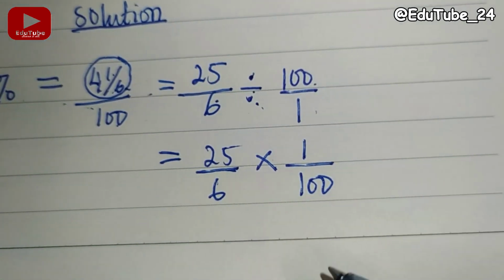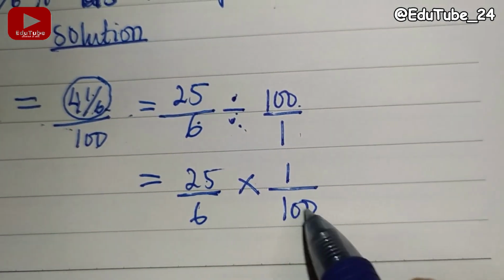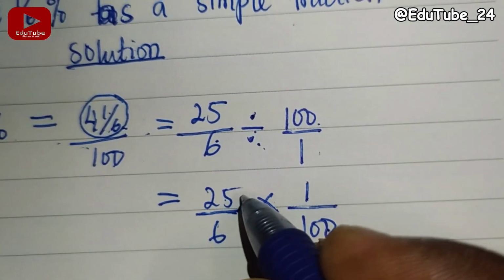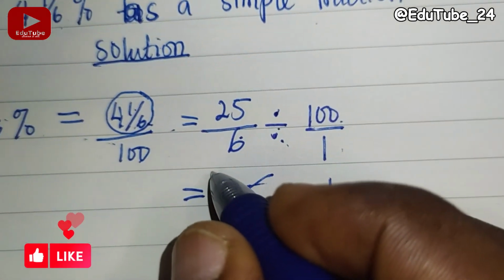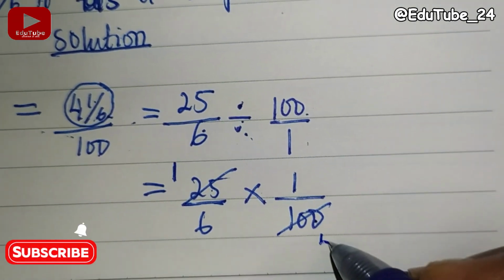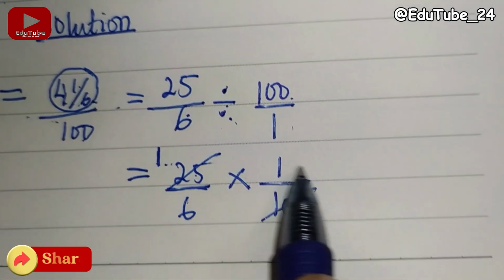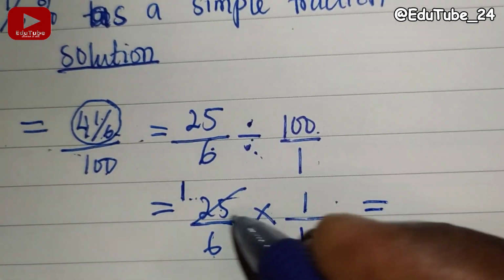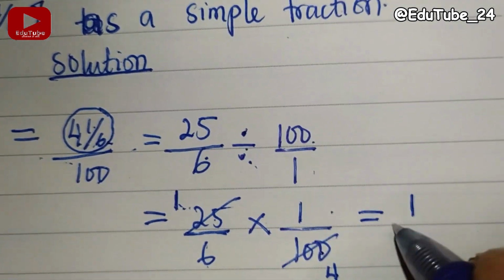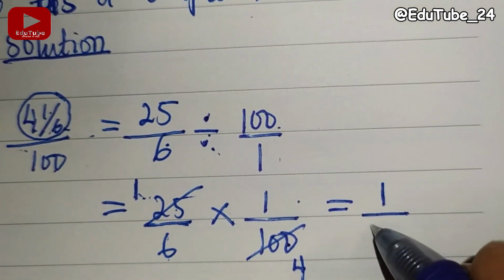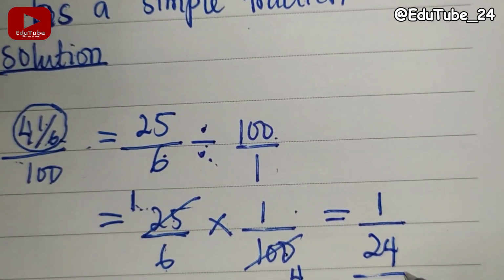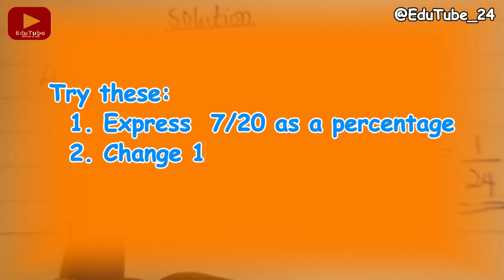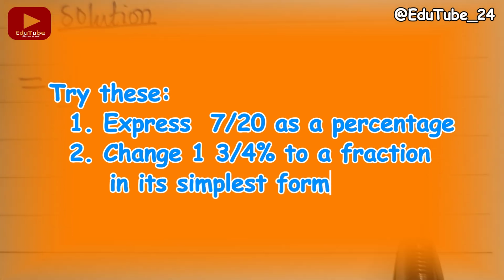Now this way, I can divide diagonally or vertically. 25 and 100 can divide each other. 25 is a factor of 100 and 25 is a factor of itself. So 25 in 25 gives me 1, and 25 in 100 gives me 4. Then in the numerator I have 1 and 1, while in the denominator I have 6 and 4. Nothing more can divide, so I just multiply what I have left: 1 times 1 gives me 1, and 6 times 4 gives me 24. So our fraction is 1 out of 24. So successfully I have converted 4 1/6% to a fraction, which is 1 out of 24.